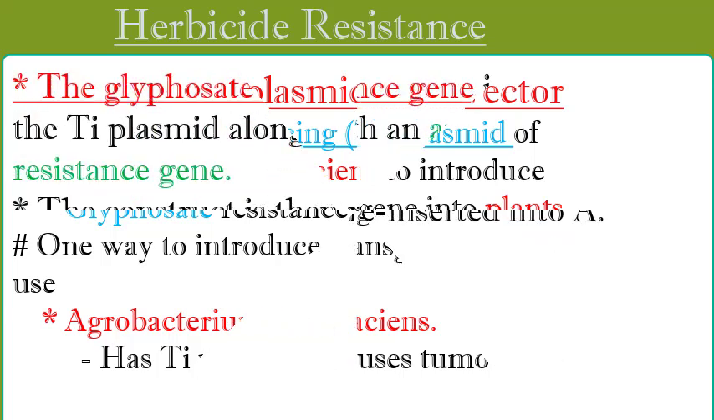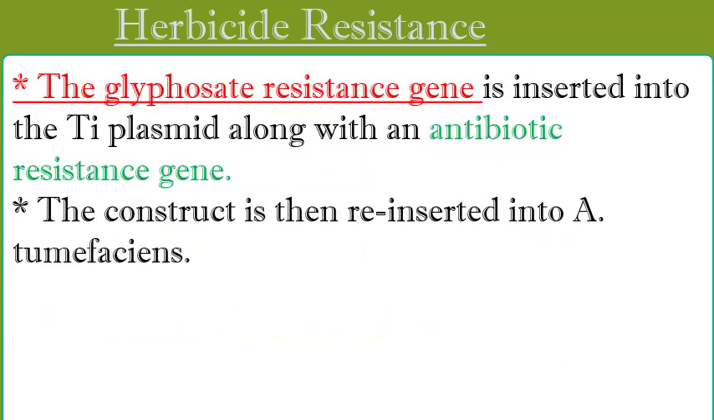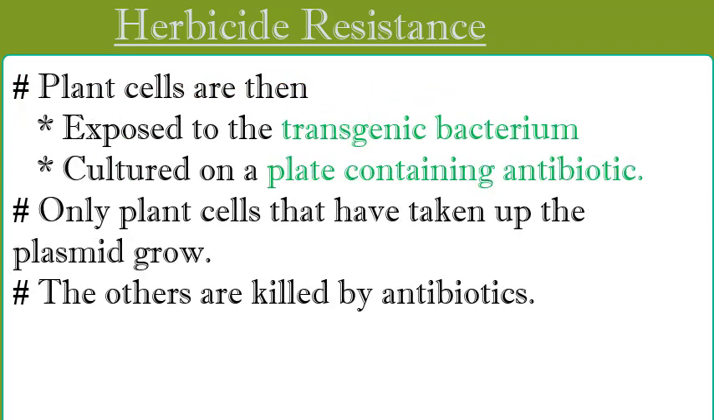in the plants. The glyphosate resistance gene is inserted into the TI plasmid along with an antibiotic resistance gene. The construct, or recombinant DNA, or recombinant plasmid, is then reinserted into Agrobacterium tumefaciens. Plant cells are then exposed to the transgenic bacterium and cultured on a plate containing antibiotics. In this case, only plant cells that have taken up the plasmid grow and the others are killed by the antibiotics.